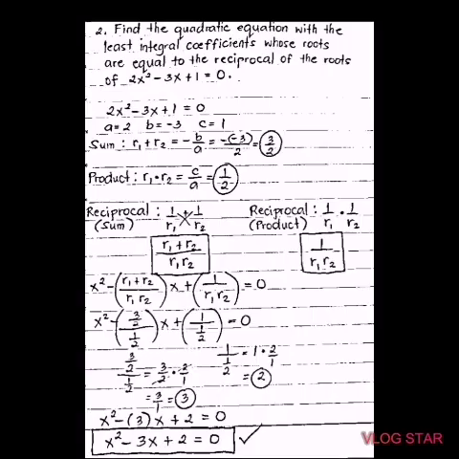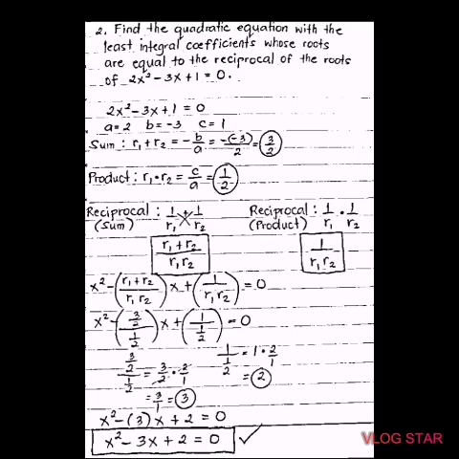Next, find the quadratic equation with the least integral coefficients whose roots are equal to the reciprocal of the roots of 2x squared minus 3x plus 1 equals 0. So first, write the quadratic equation given: 2x squared minus 3x plus 1 equals 0. Then write the values of a, b, and c. The value of a is 2, the value of b is negative 3, and the value of c is 1.